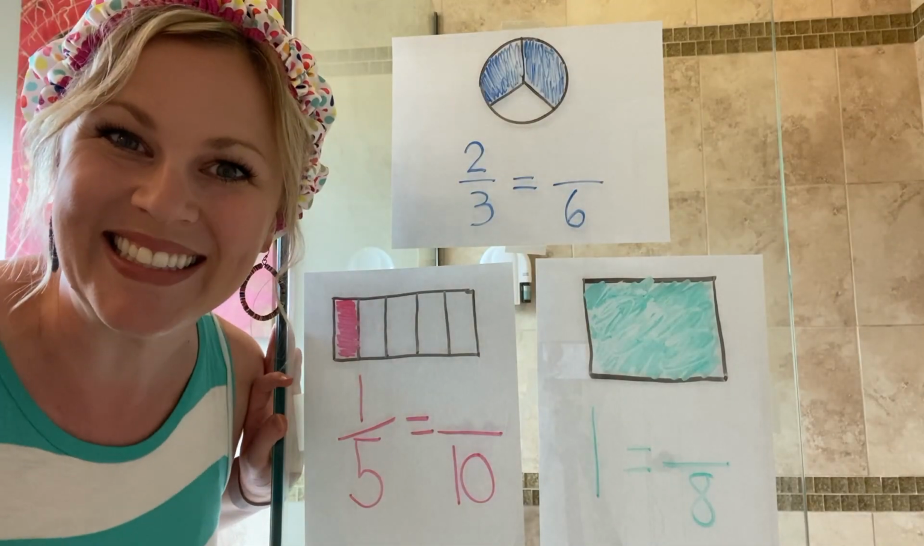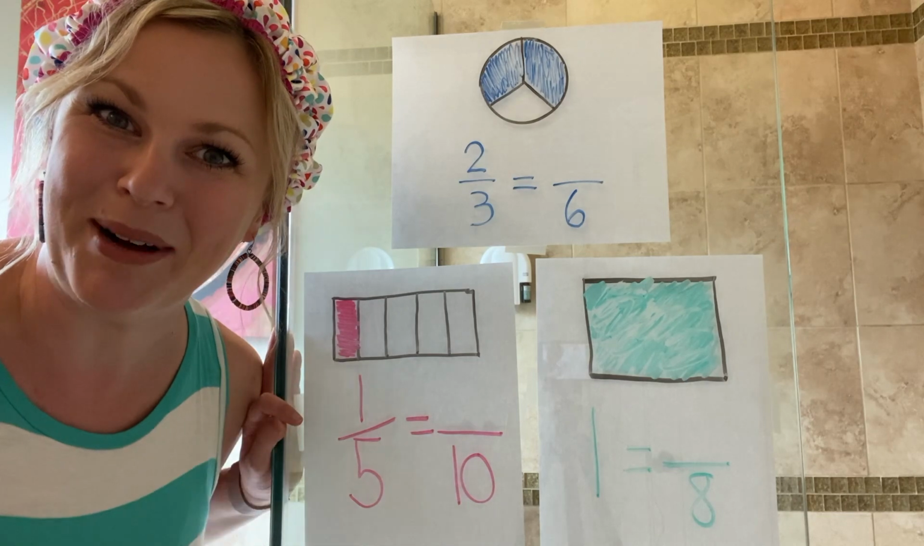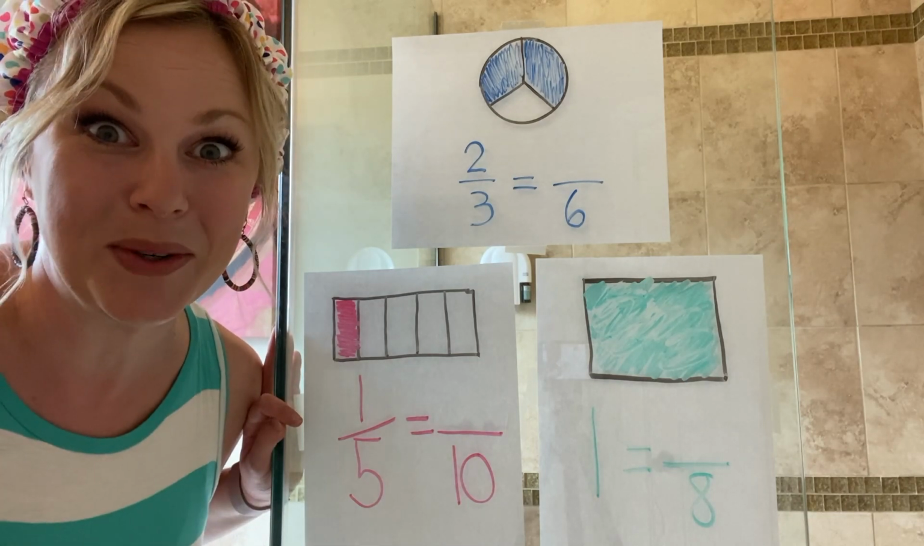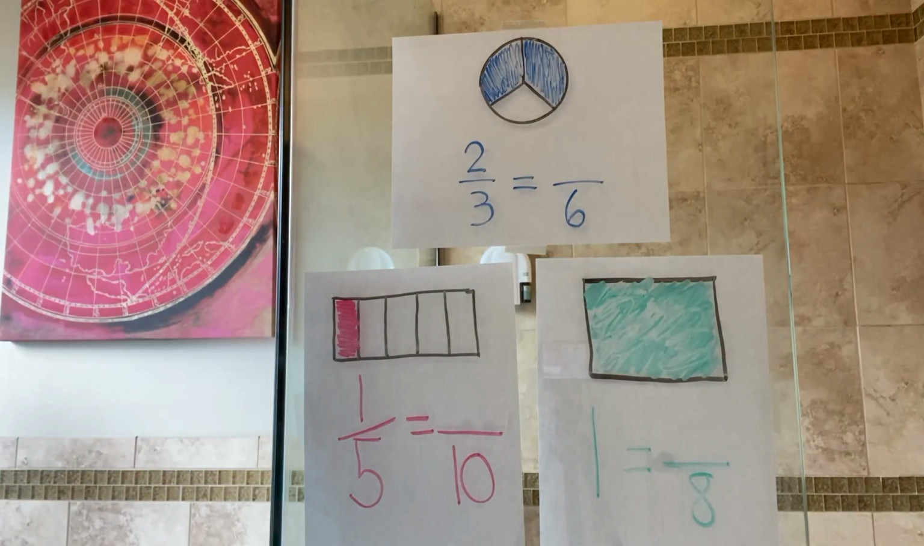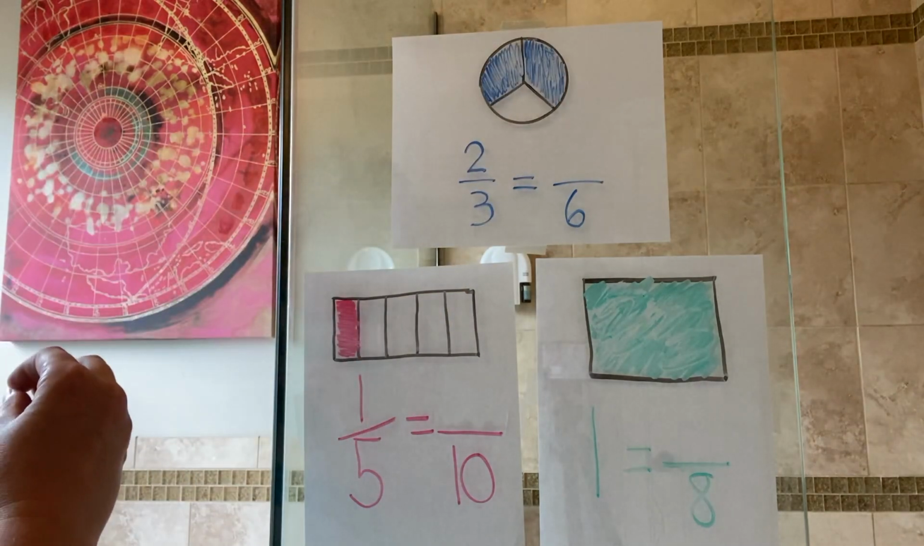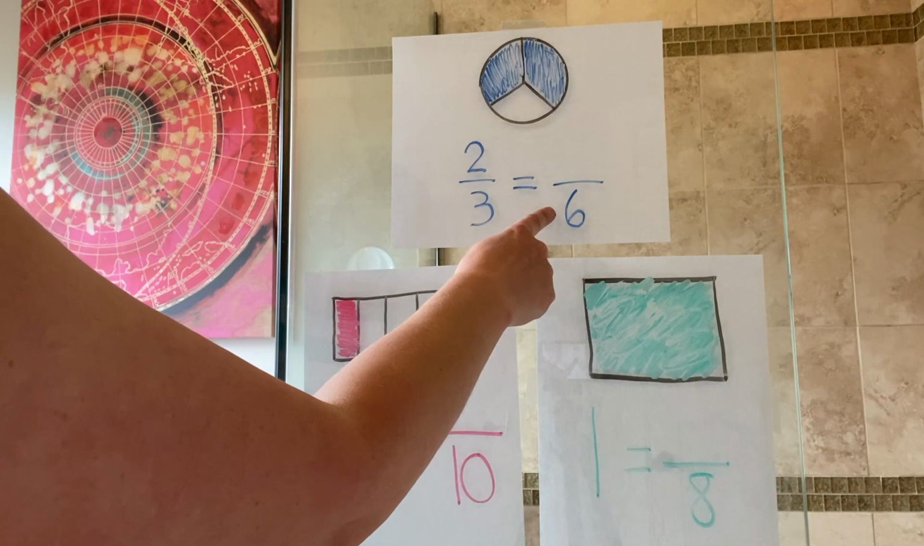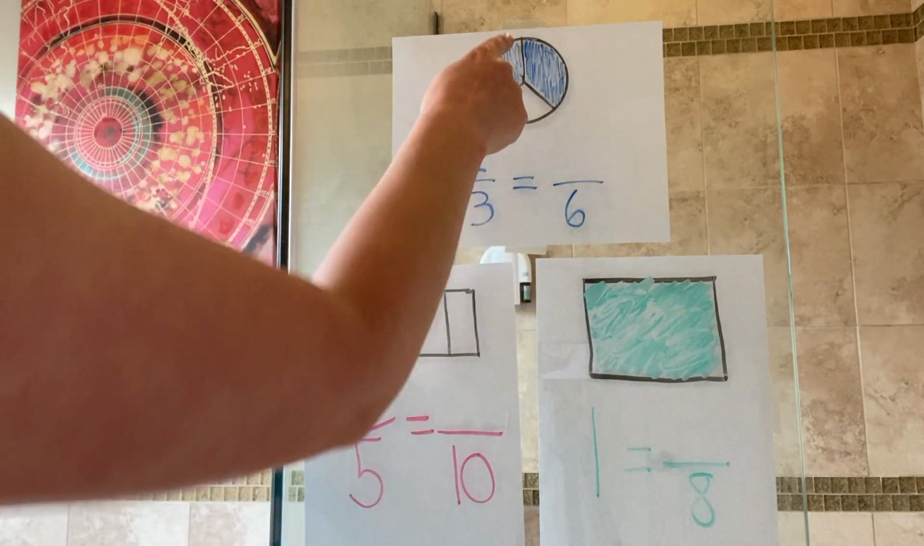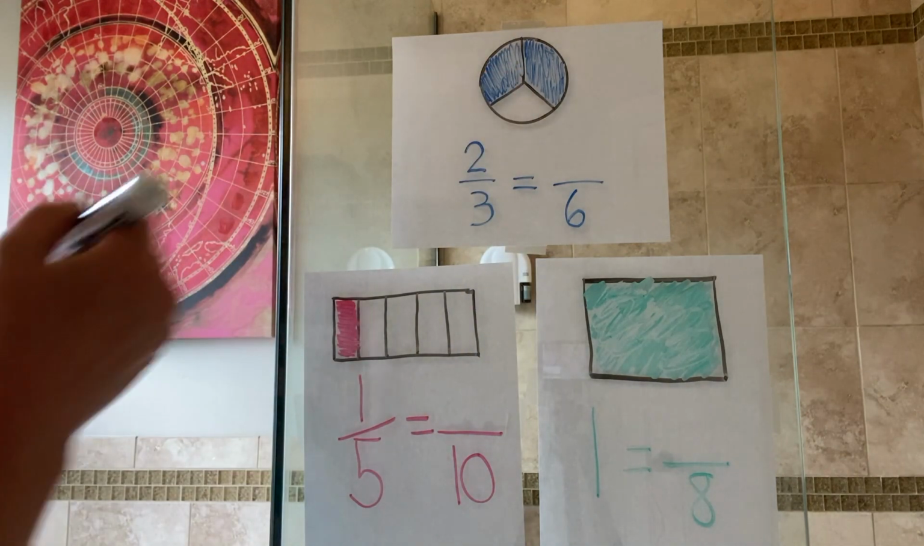Hey, all you cool cats and kittens. It's Miss Bliss with area models. You can use those to find equivalent fractions. Let's take a look at this 2/3 here. That means 2 out of the 3 parts are shaded in. What if we wanted to find an equivalent fraction in 6ths? How can we make this shape into 6ths?